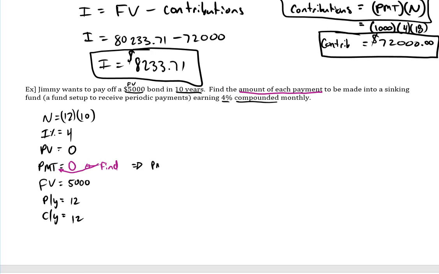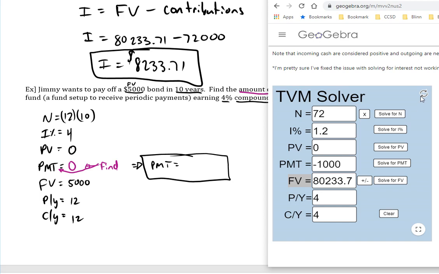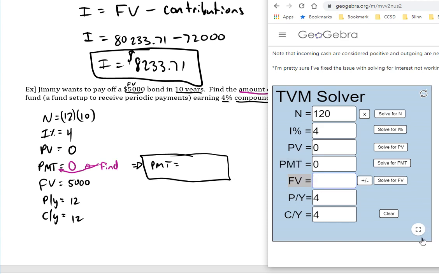So everything's ready, and now we can find this payment. I'm just going to set it up: payment equals. You could skip ahead if you feel good about it at this point, but this will be the answer. But let's go through the calculator to show everything. We've got 12 times 10, and then 4. Present value is 0. Payment, we'll do 0 as a placeholder. Future value is the $5,000. And then here we go, 12, 12, and we wanted to solve for payment.